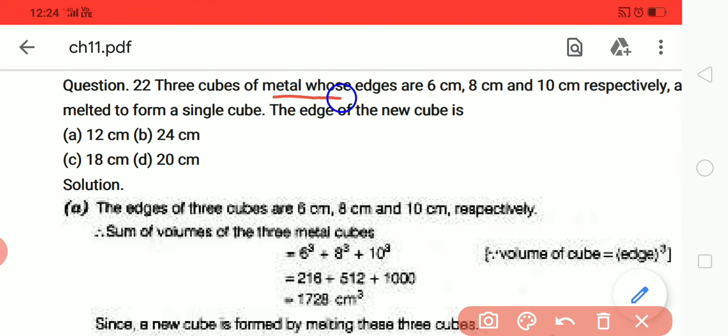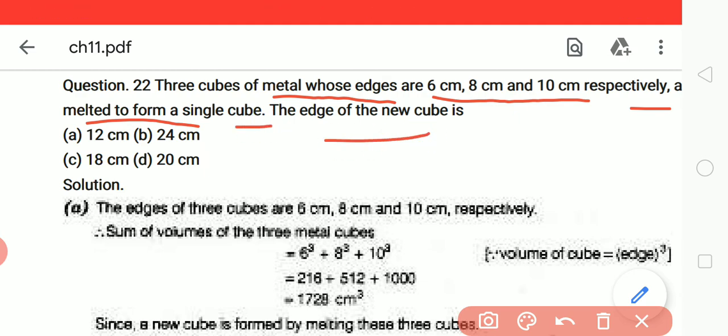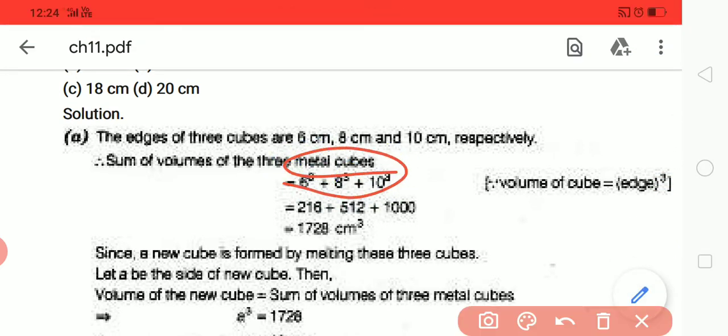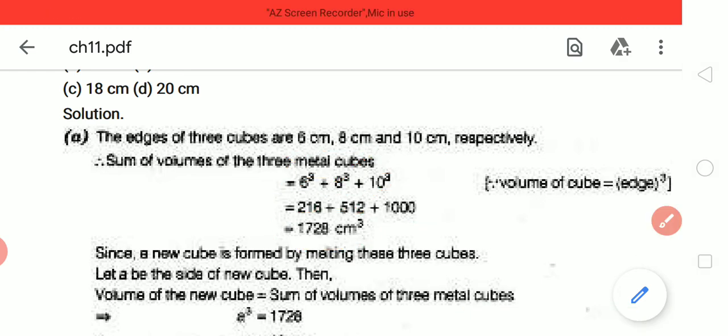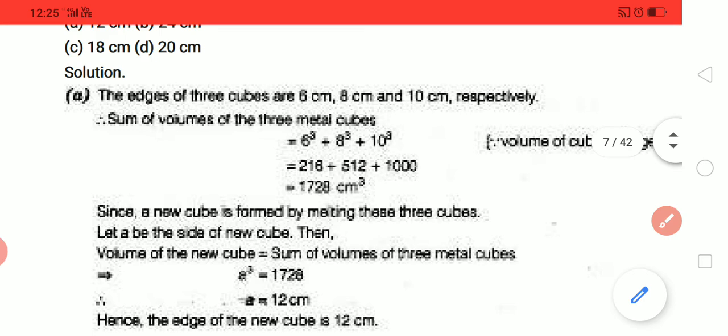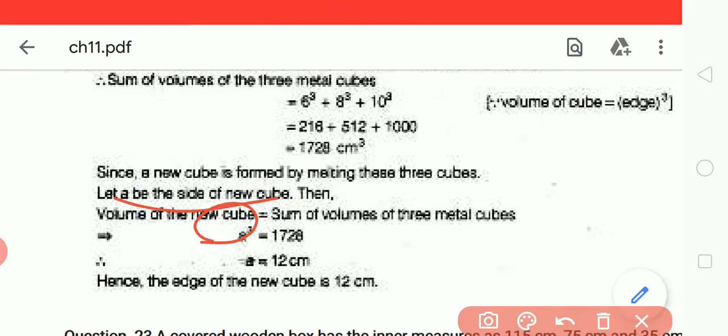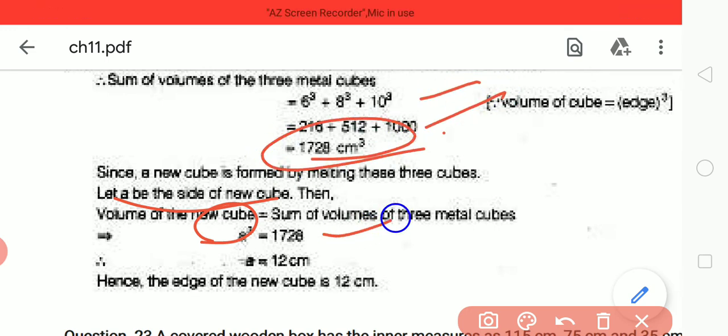Three cubes whose edges are 6, 8 and 10 respectively are melted to form a single cube. Again you will find their volumes and then add them. 6 cube is 216, 8 cube is 512, 10 cube is 1000. If you add, you will get 1728. Now it is recast into a new cube, so let me take the side of the cube as A. The volume of this cube is A cube, and the combined volume of the 3 melted cubes is 1728.